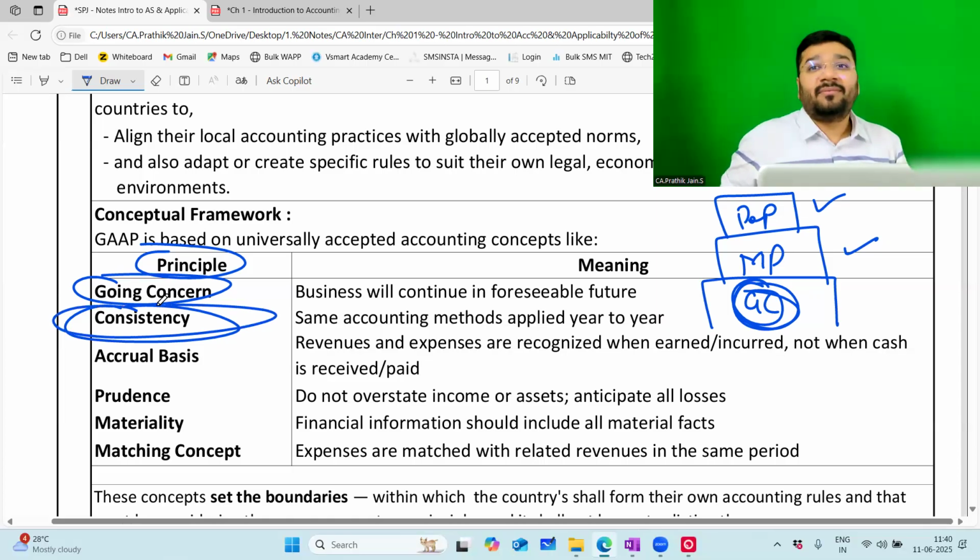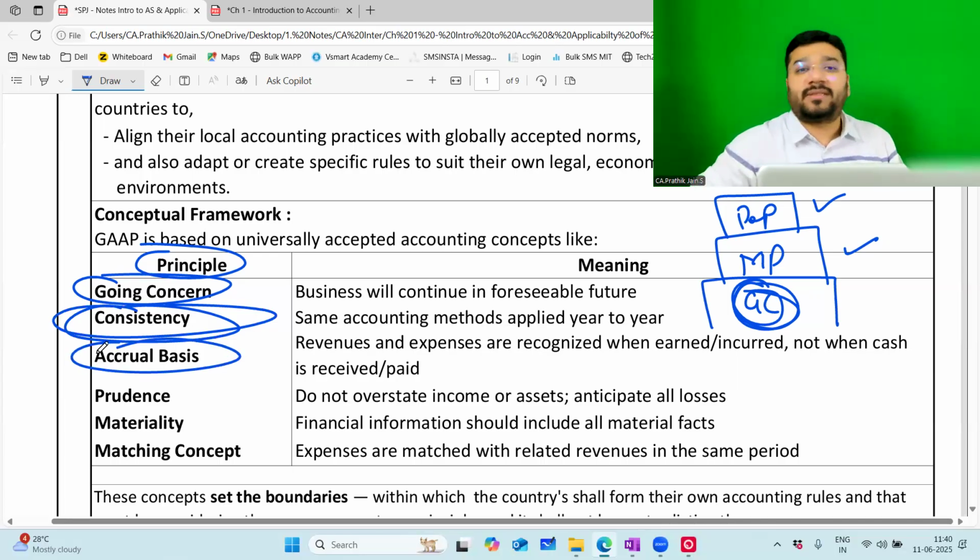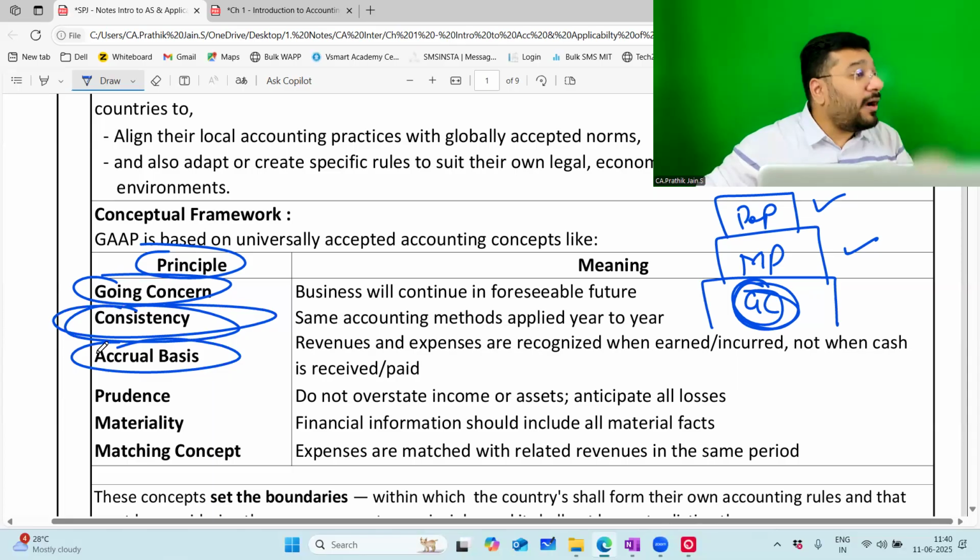So who said that the accounting principles that you follow should be consistent? GAAP said it. And we adopted it as it is. We adopted it saying, okay, we'll follow it blindly, consistency. We'll have all the accounting standards applied consistently throughout all the financial years. The next principle laid down by GAAP was accrual basis. What is accrual basis? Record income when it is earned. Receiving money is not the criteria. Record expenses when they are incurred. Paying money is not the criteria.